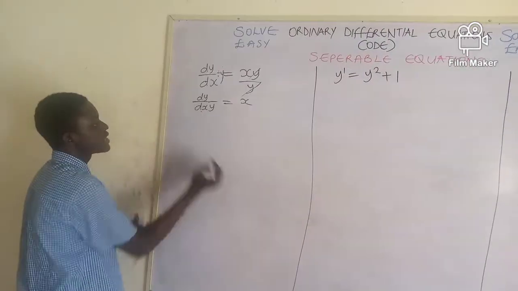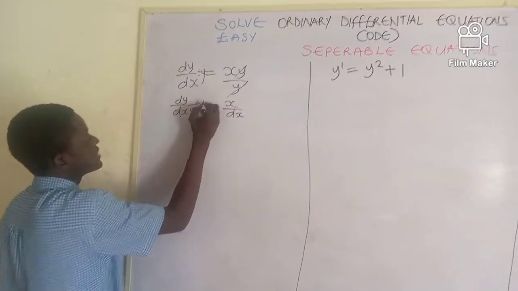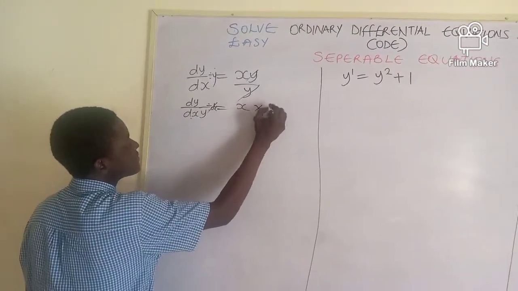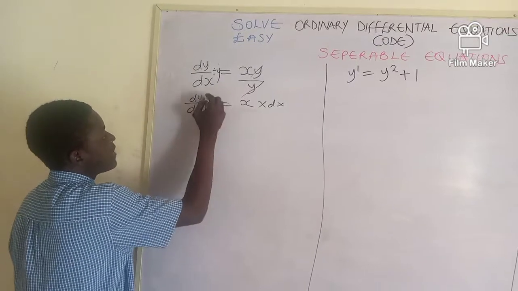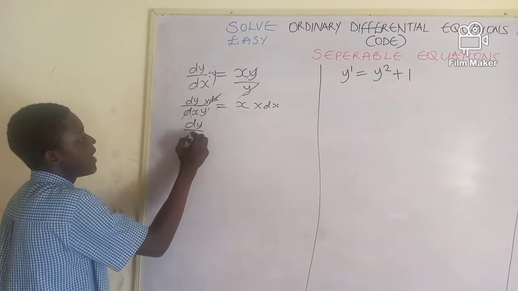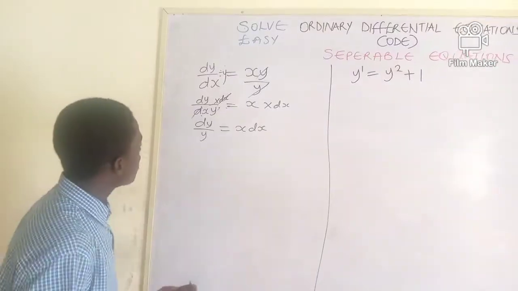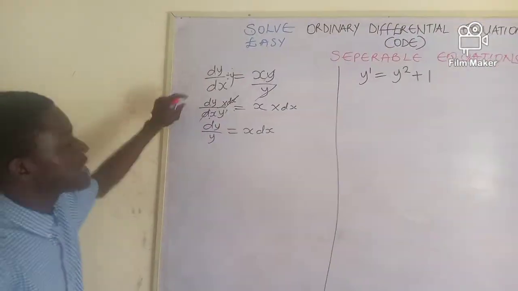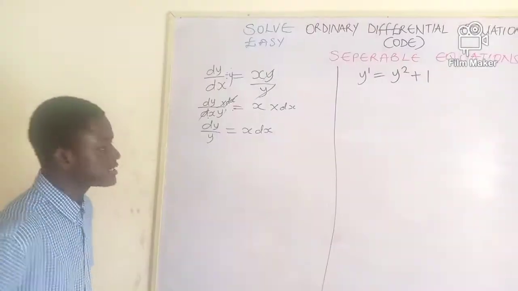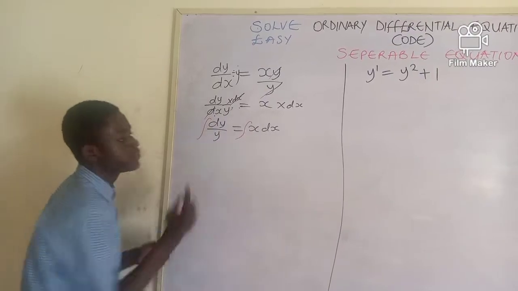Now from here we would also separate the x by multiplying both sides by dx, and the dx on the other side cancels out. We have dy over y is equal to x dx. Now, the next step after separating the variables for separable equations is to integrate this equation. We will integrate both sides.